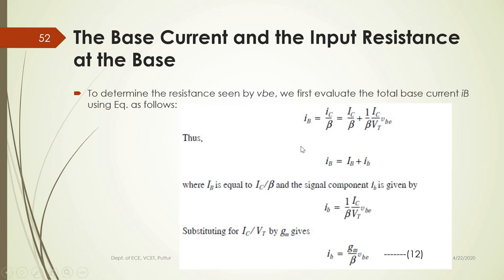We know the relation beta is equal to IC by IB. So it is rewritten here: IB is equal to IC by beta. So what is this instantaneous collector current, which is a combination of DC and AC? That is DC, and this is AC, IC by VT into vBE. Next, the small letter iB, the instantaneous current, can be written as this DC component IC by beta, which is nothing but IB, plus the AC component, IC by VT into vBE, which is nothing but small letter iB.